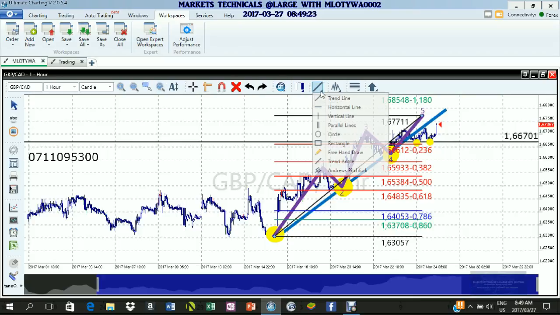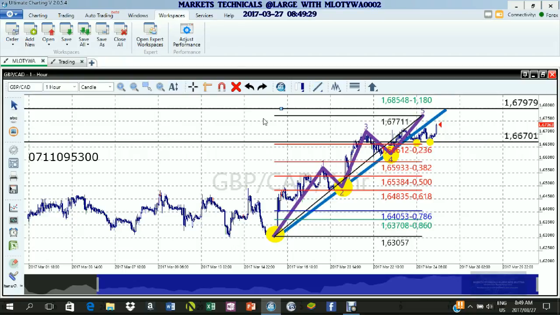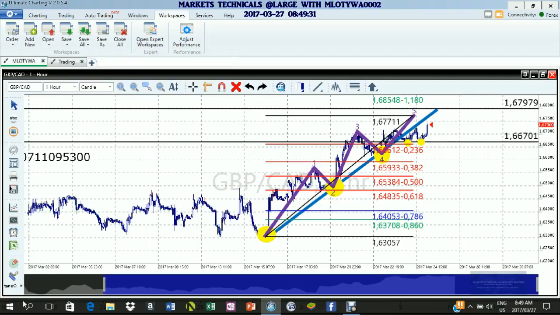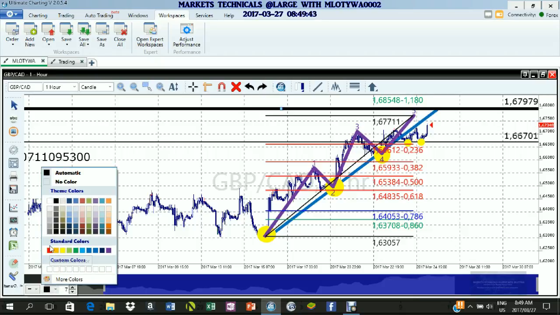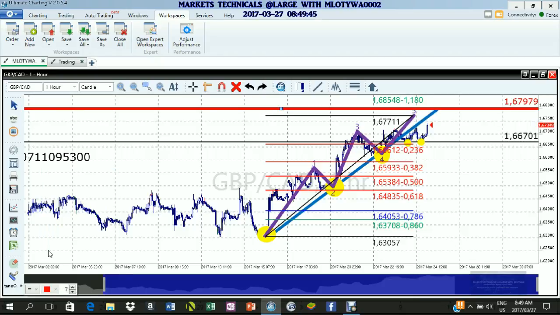Now let me place that, and you will remember if you watched the previous video. Now we are on the part of risk management. That is very important and it should not be compromised. Risk management first. The red line there is your stop loss.